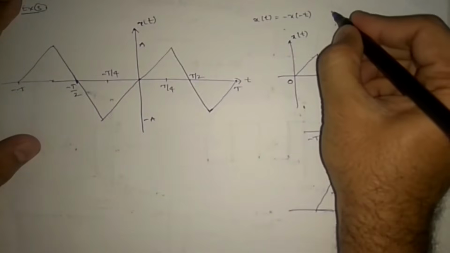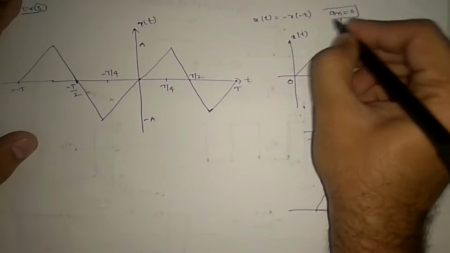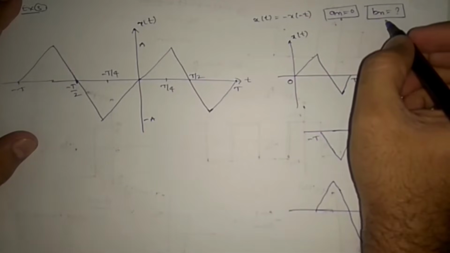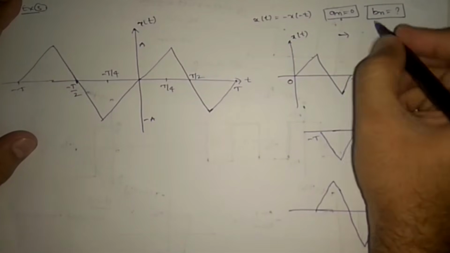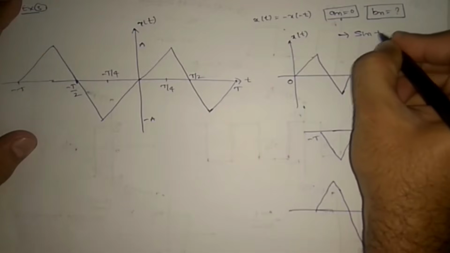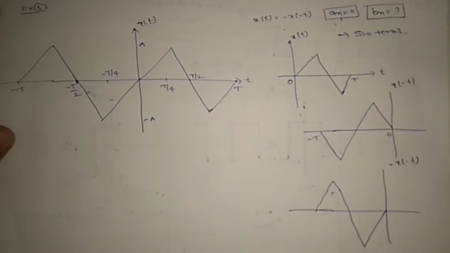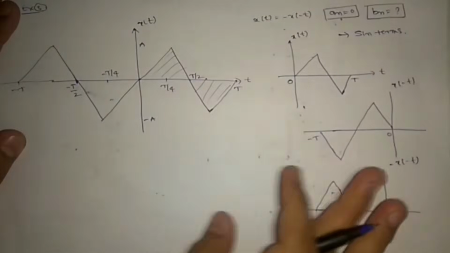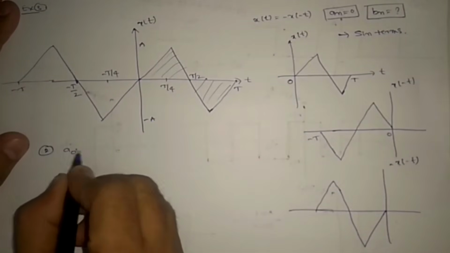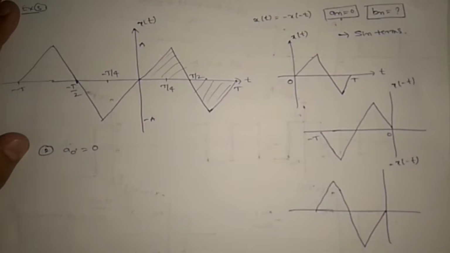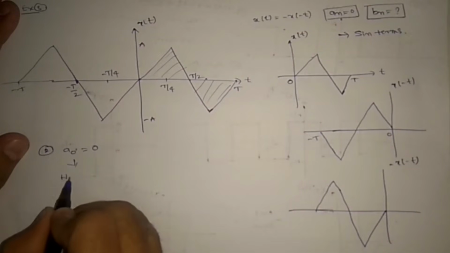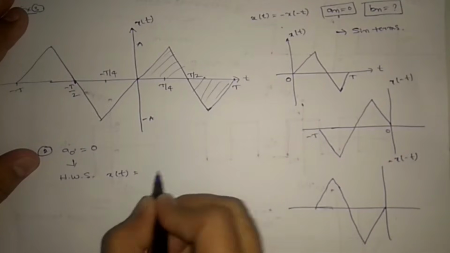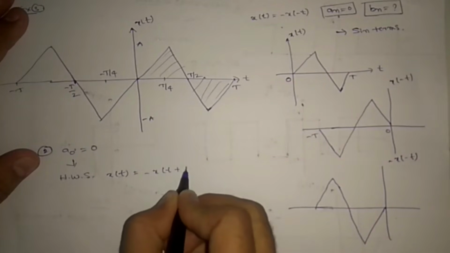So an odd signal means an is equal to 0, bn will be there, right? Then bn being there means in the mathematical equation you will have sine terms. Next, the DC value is 0. See, this area and this area are the same. So A0 is equal to 0. Then A0 being 0 means you can go for half wave symmetry, right? What is the condition? x of t equals minus x of t plus T by 2.